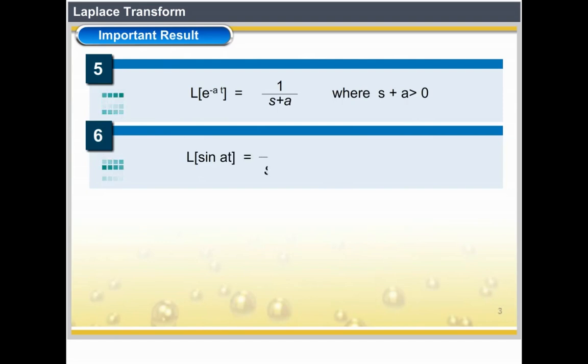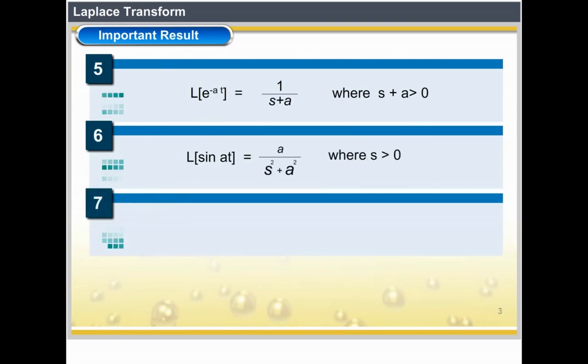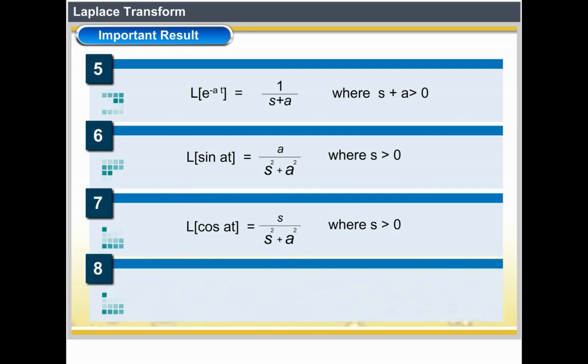Number 6: L{sin at} = a/(s² + a²), where s > 0. Number 7: L{cos at} = s/(s² + a²), where s > 0. Number 8: L{sinh at} = a/(s² − a²), where s > |a|.